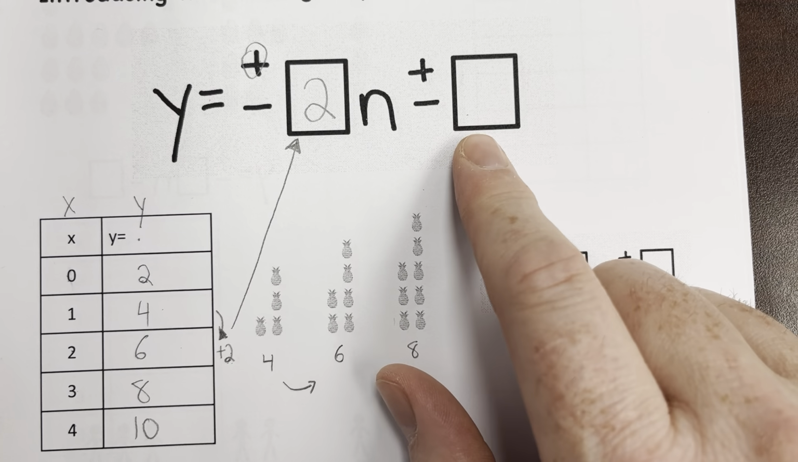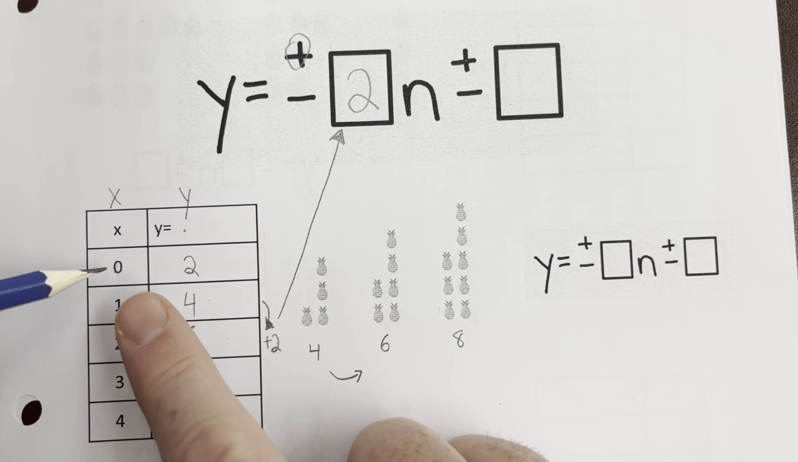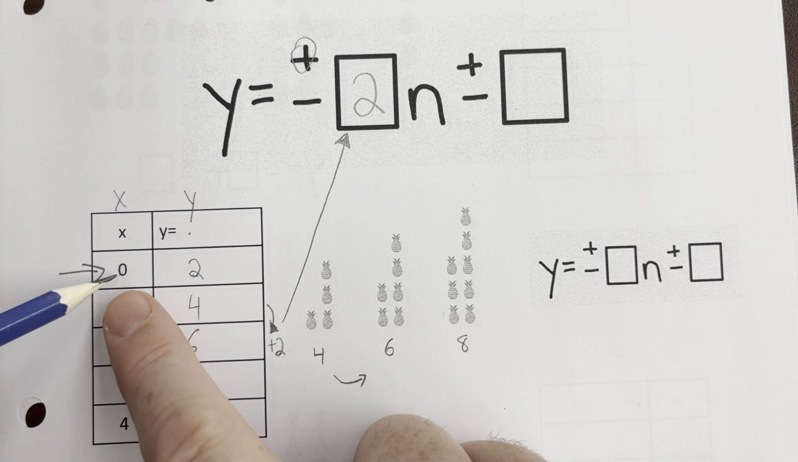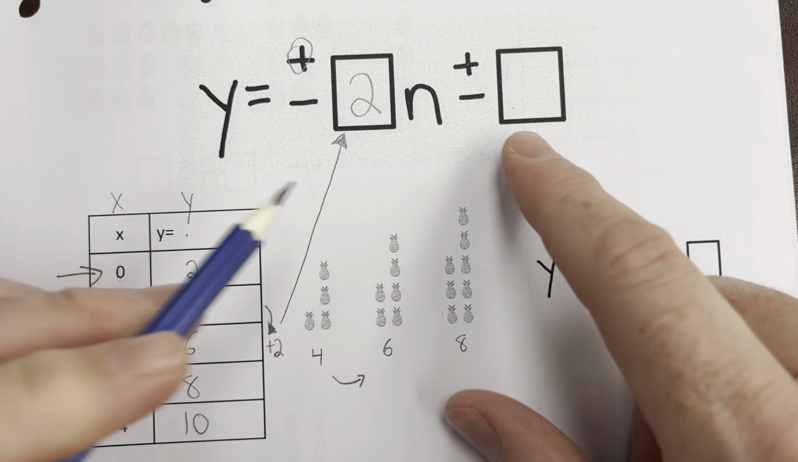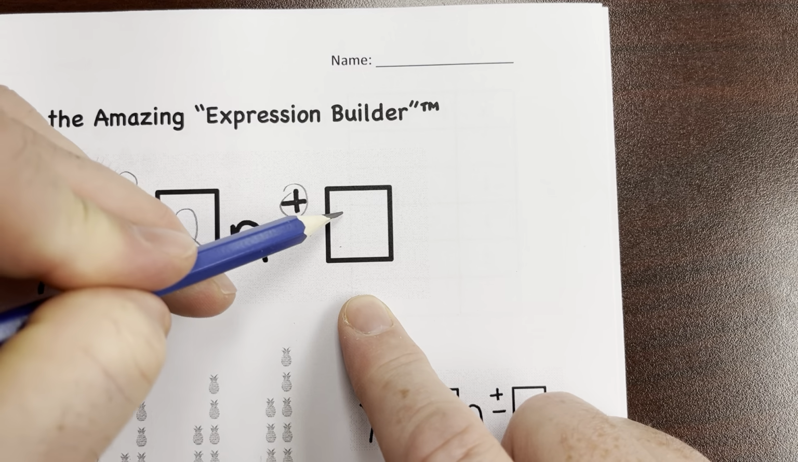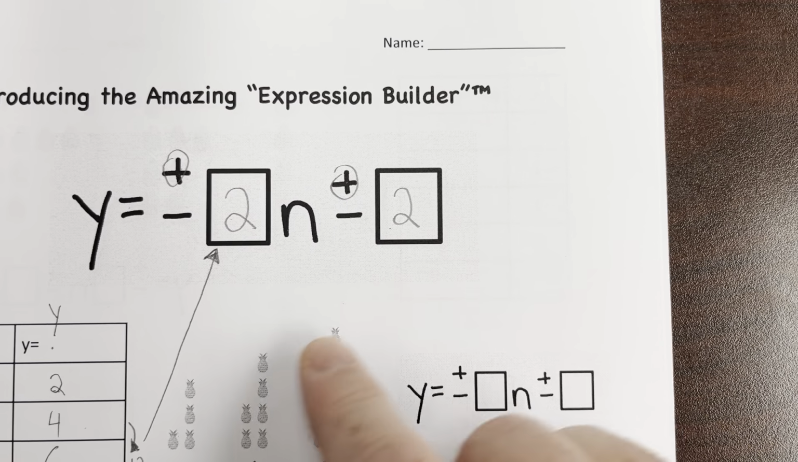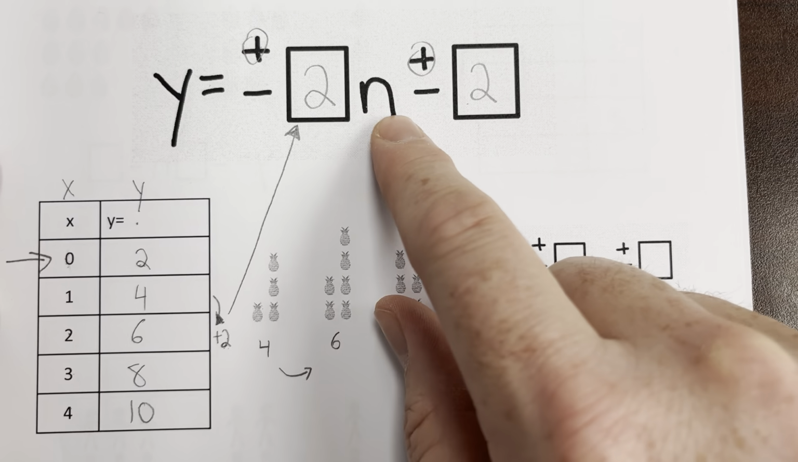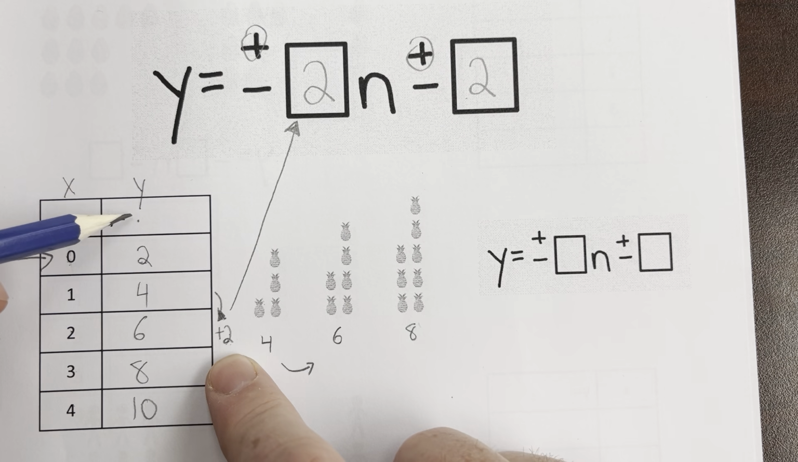Now how do we figure out the constant? That's why we need the 0 row. Whatever the value of y is in the 0 row, that is our constant. This is a positive 2, so then it's plus 2. So the expression that works with this relationship is 2n plus 2.